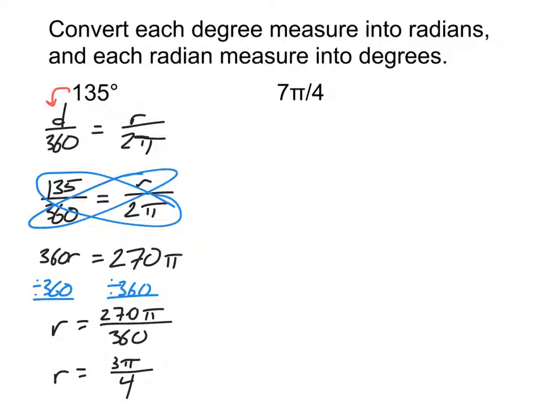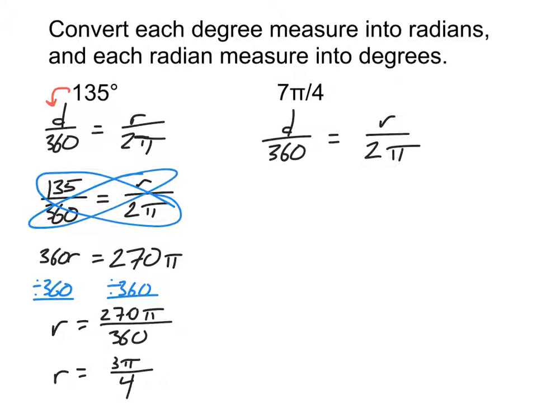Now for the second one here, we have 7 pi over 4. I still am going to start by using the same formula. I still start with d over 360 equals the r over 2 pi. But then I need to take my 7 pi over 4 and plug it in.